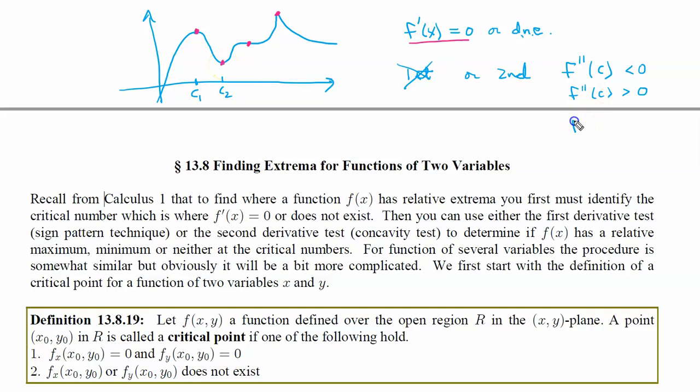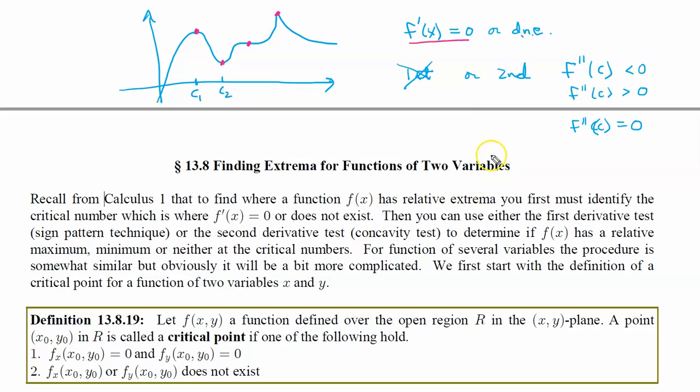And also remember that if the second derivative were equal to 0 at a critical number, then the test fails. You would have to go back to the first derivative test or use some other analysis to determine if you have a relative max, minimum, or neither. So that's a quick summary of how you found relative extrema for functions of a single variable. Now let's take a look at how we find relative extrema for functions of two or more variables.